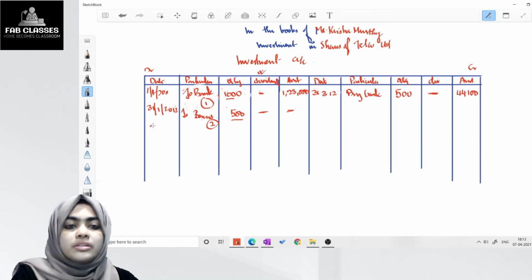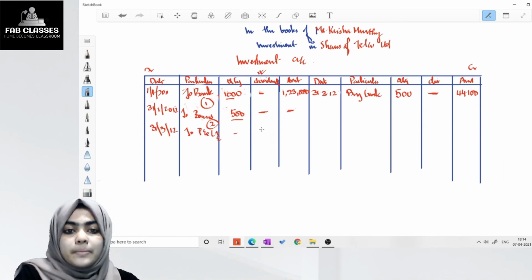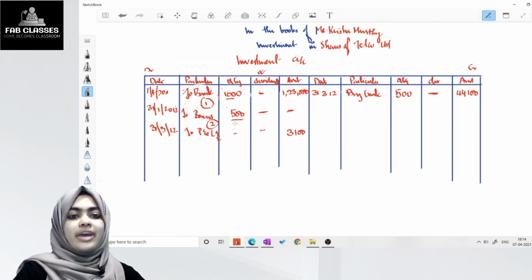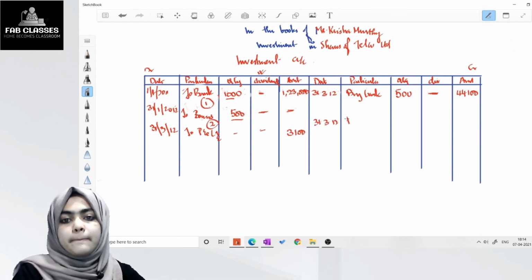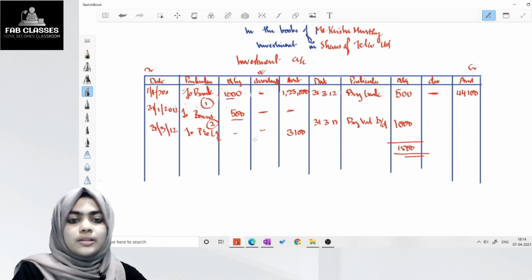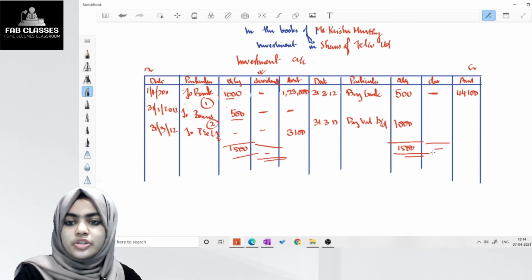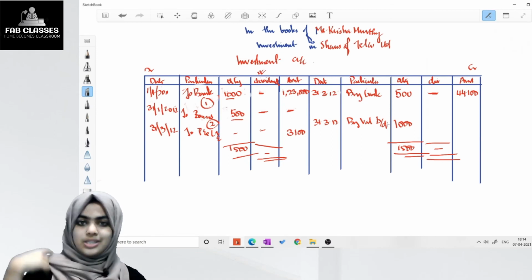So now on 31/3/2012, to profit and loss account, 3,100 will be shown. Okay, so now we have sold this and now we have to find out the balancing figure at the end. By balance brought down, the quantity will be 1000. So 1500. There is no information relating to the declaration of dividend, so there will be no declaration of dividend. So nil.